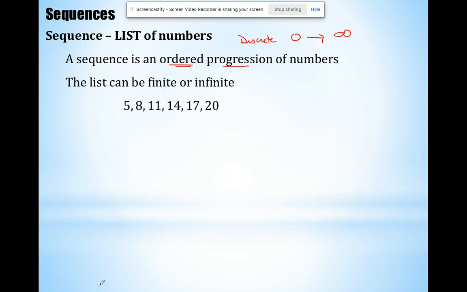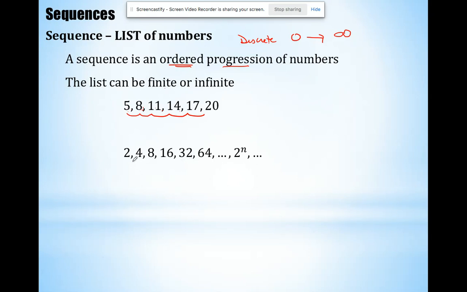So here is a finite list. Notice that my terms are separated by commas. It is an ordered progression of discrete values. There's nothing between 5 and 8. I am going from 5 to 8. Hopefully you can see that to get from 5 to 8, you have to add 3. To get from 8 to 11, you have to add 3. So the way I progress through this sequence is adding 3.